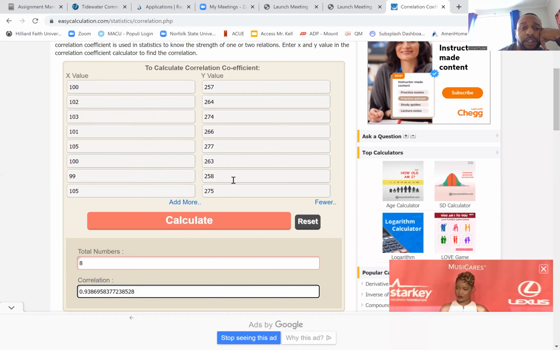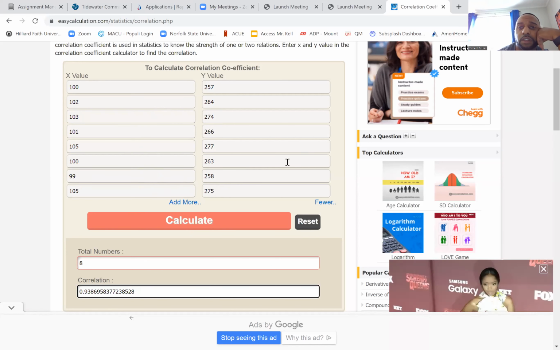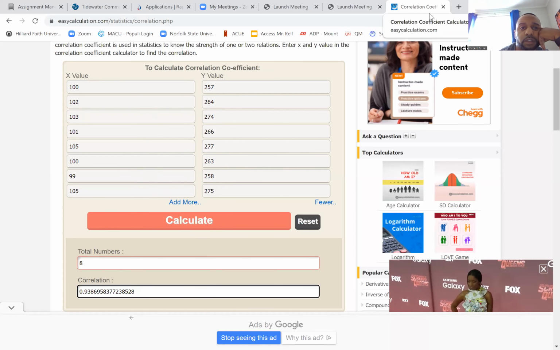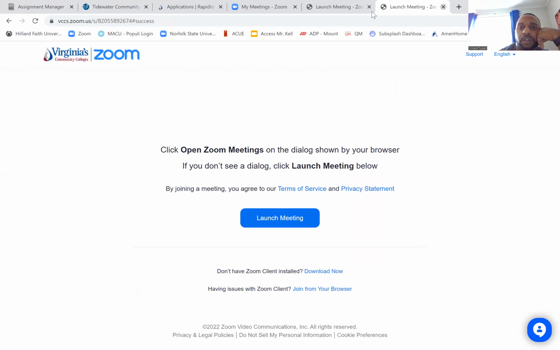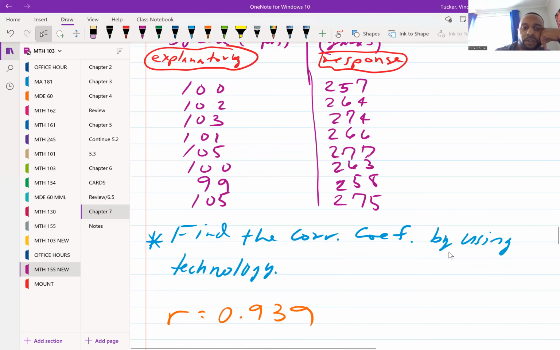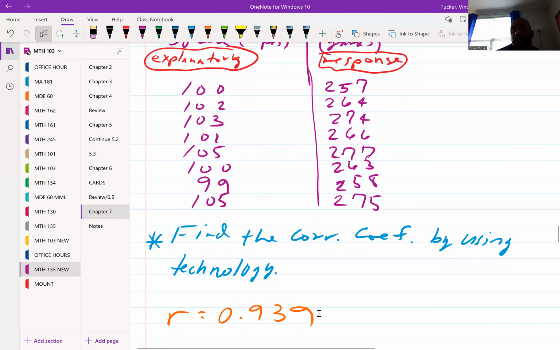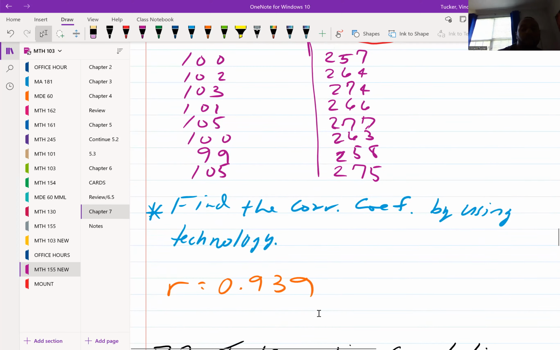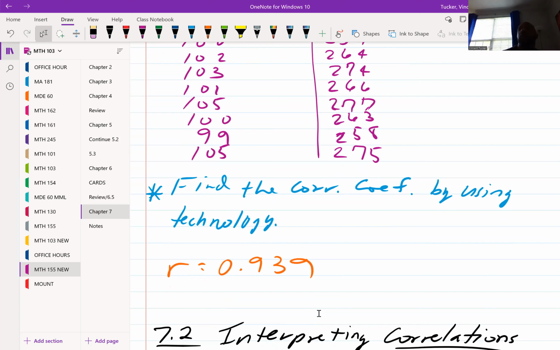So questions on this before I go back to the notes? All right. And so find the correlation coefficient by using technology. We got 0.939. And of course, MATLAB will let you know how many decimal places they want. So before we touch on 7.2, any questions on anything I've written up to this point?